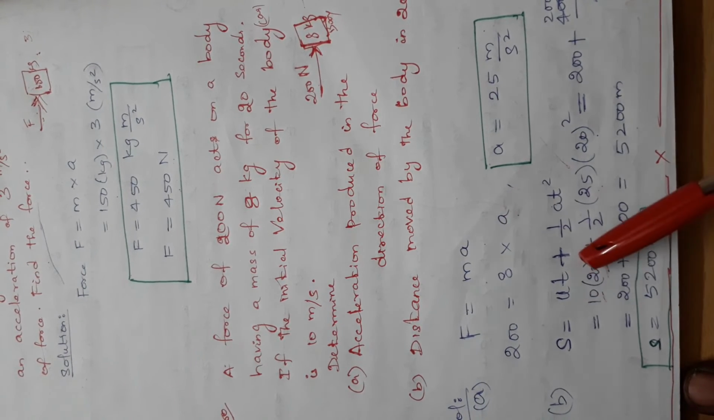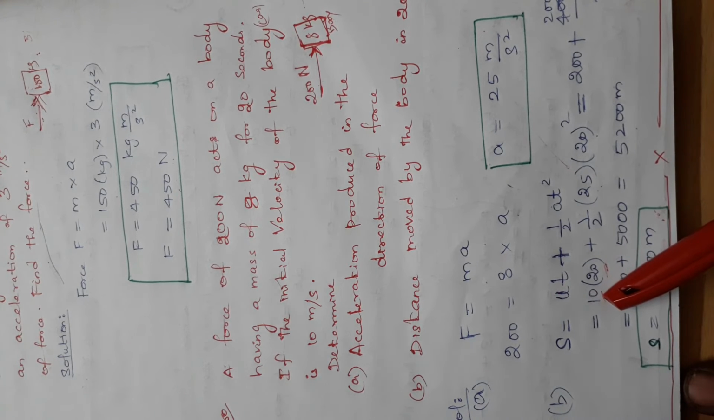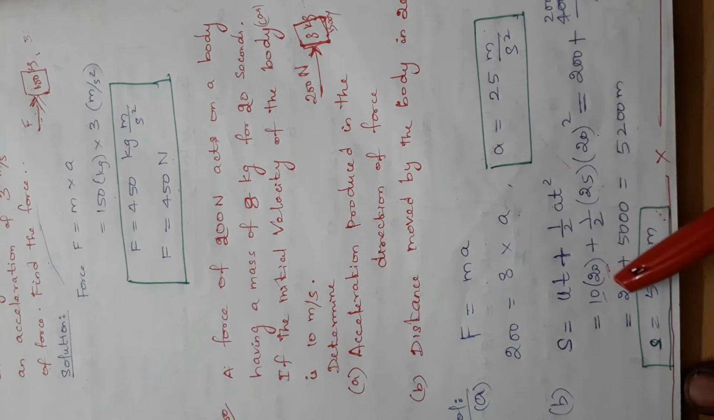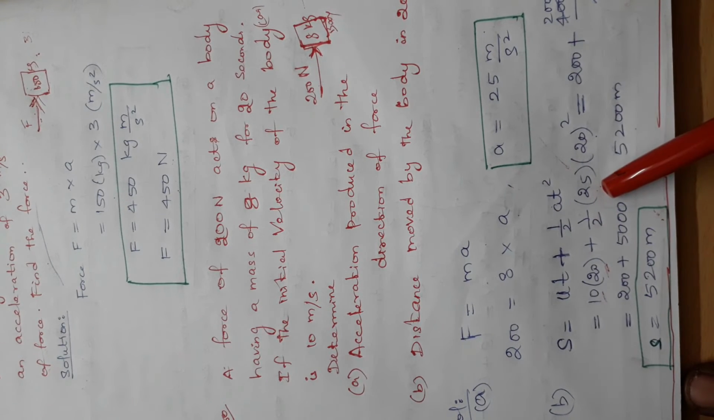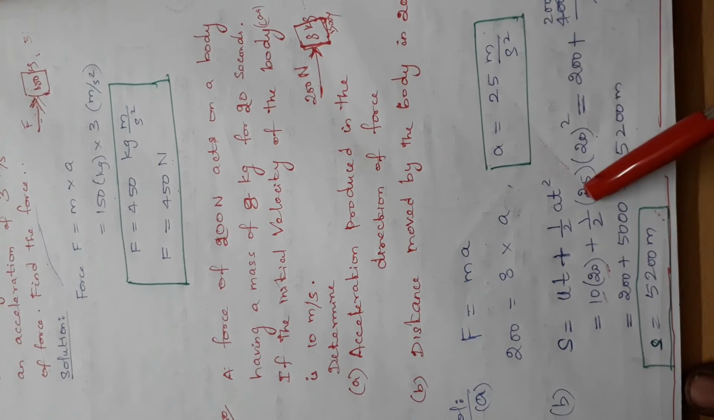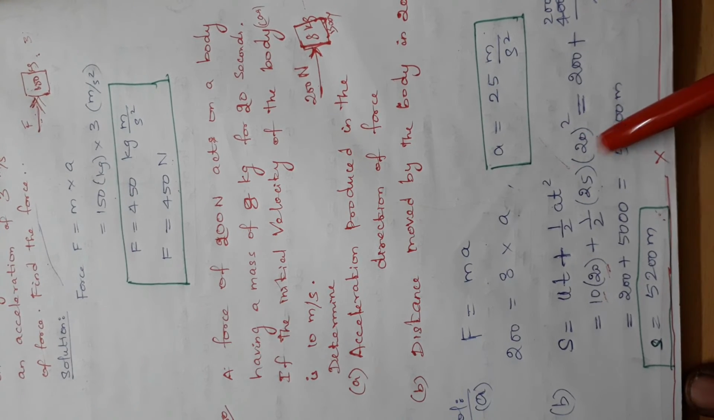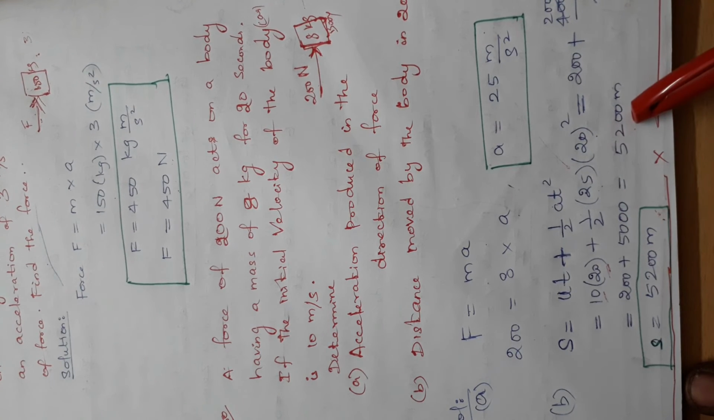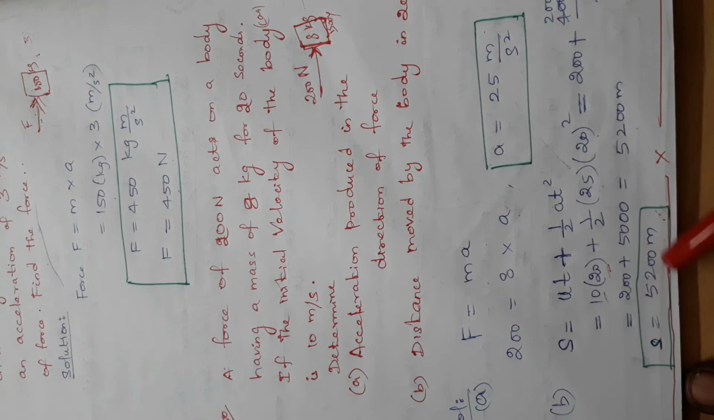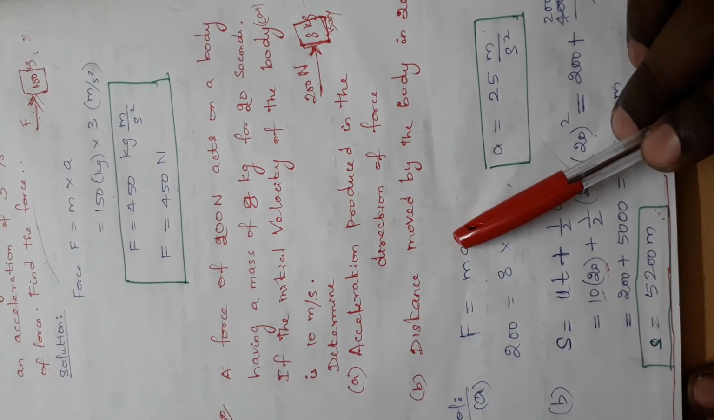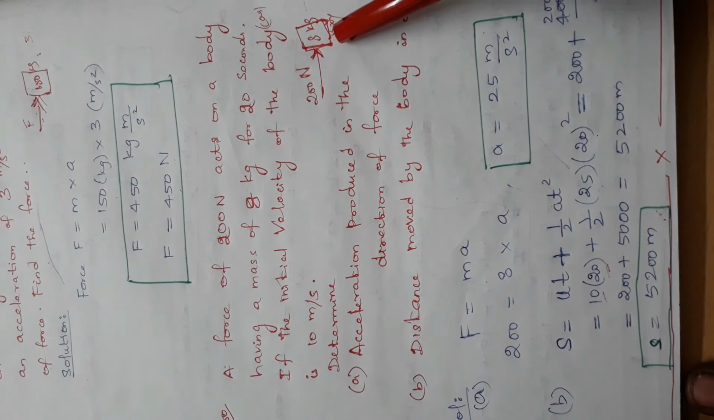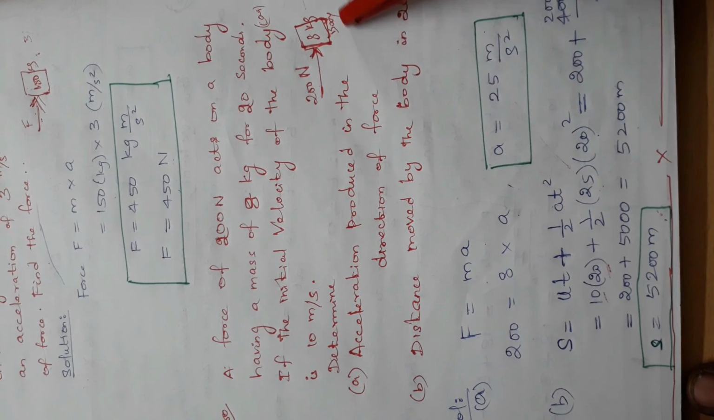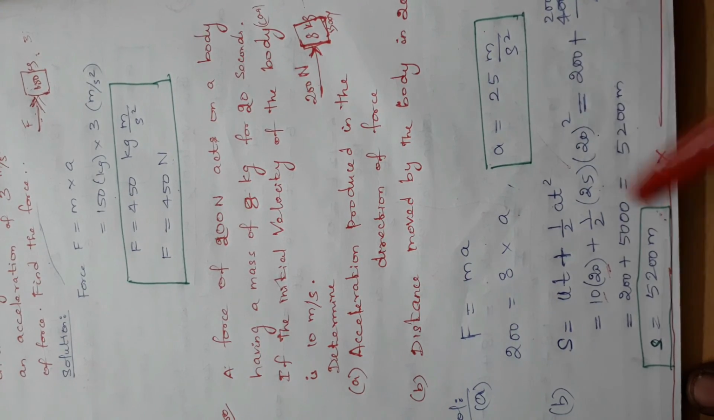S is equal to ut plus half at square. u is the initial velocity of the object, t is the time, 20 seconds, as the force acts for 20 seconds. a is the acceleration which we get from here. Then finally we get S is equal to 5200 meter. What this means is, when a force of 200 Newton acts on a body of 8 kg for 20 seconds, this object moves 5200 meter.